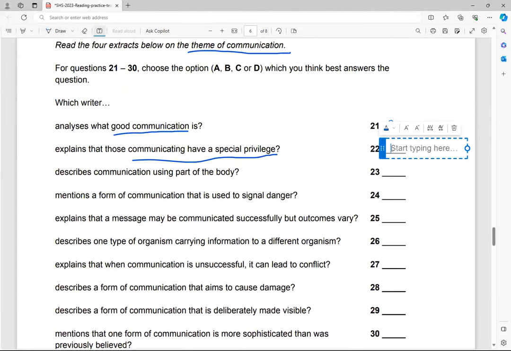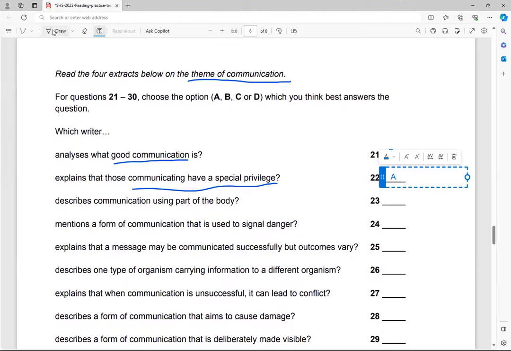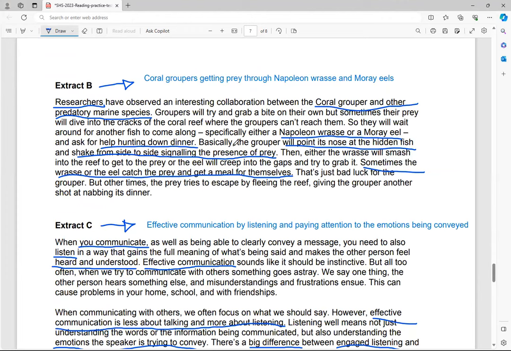So now we look at question 23, which asks us, which writer describes communication using part of the body? And when we think back to the extracts and what we've underlined, we know that this is the one about the fish, because Extract B is the only one that talks about its subjects moving its body parts to communicate specific messages. For example, the grouper will point its nose and shake from side to side to communicate the presence of prey. And that's why the answer to question 23 is B.